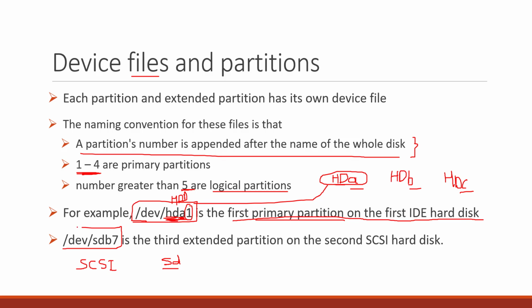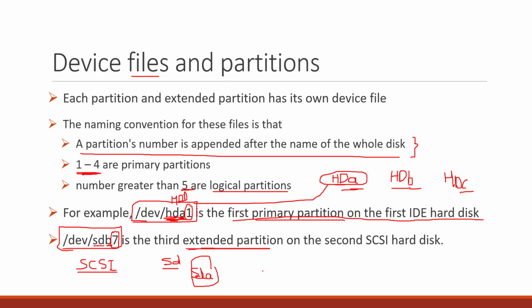Similarly, let's have a look at this one. Now we know that this is not IDE for sure, this is SCSI. If it's IDE, then it will be HD, right? So SD means over here that we are using SCSI drives, which is still a hard drive. And then B means that this is going to be my second hard drive, right? Now if it was SDA, then it's my first hard drive, just like what we had over here. So SDA is my first hard drive, SDB is my second hard drive, SDC is my third hard drive, right? And 7 over here, what does this tell us? This tells us this is a logical partition, or an extended partition, right?